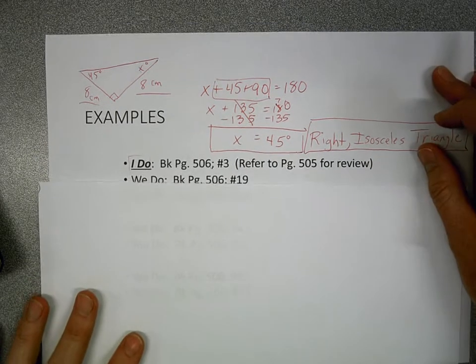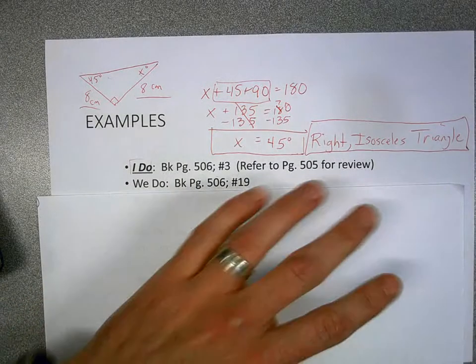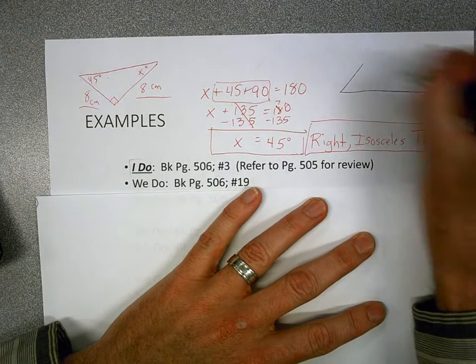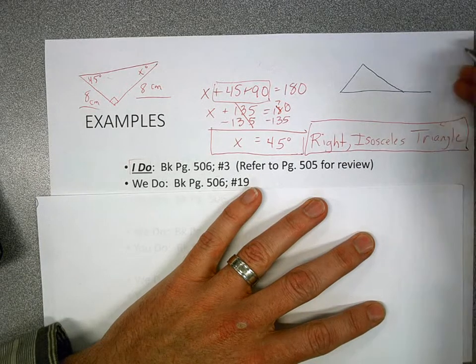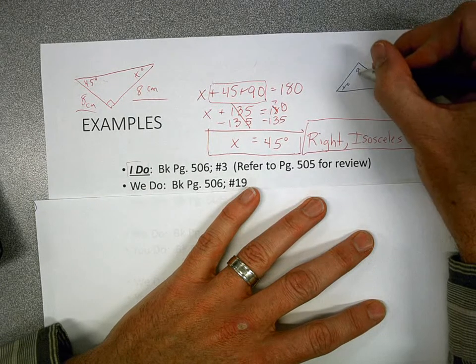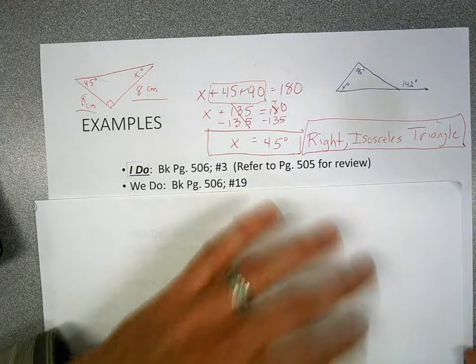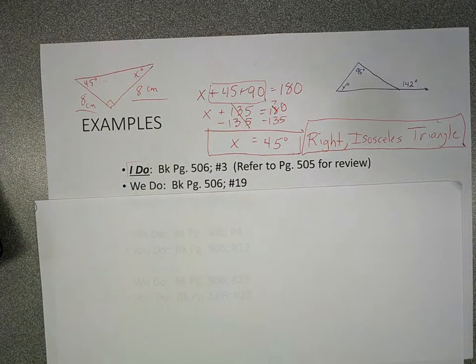All right, so let's do one as a class. Same page, number 19. Number 19 looks like this. This interior angle is x degrees, this interior angle is 95 degrees, and this exterior angle is 142 degrees. If I read the directions, it doesn't tell me to classify them. It just says find the value of x, which is nice. It only is allowing us to do one thing.